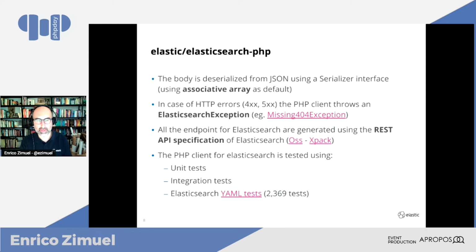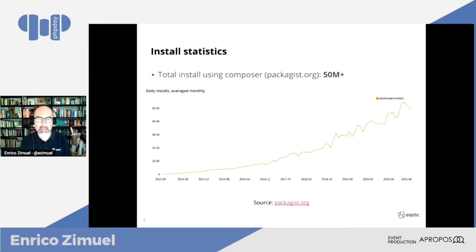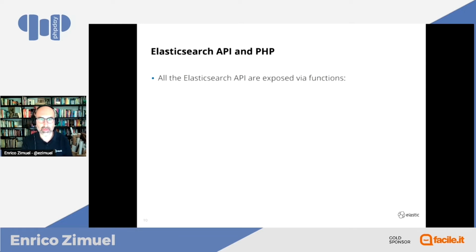So let's say we test the client a lot. Just a slide to give you information about the popularity of this project, Elasticsearch PHP. We recently hit 50 million installations. These are statistics on packages. So it's, I would say, quite popular.